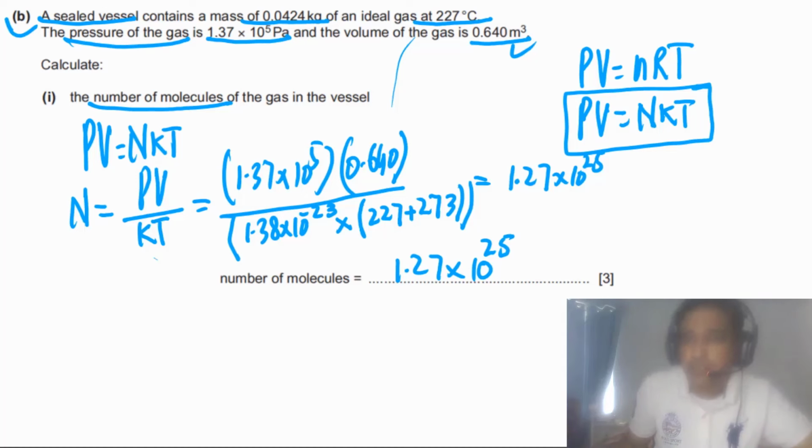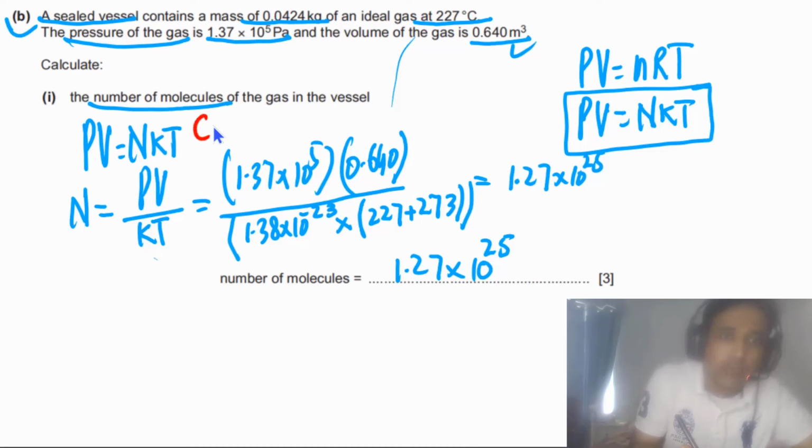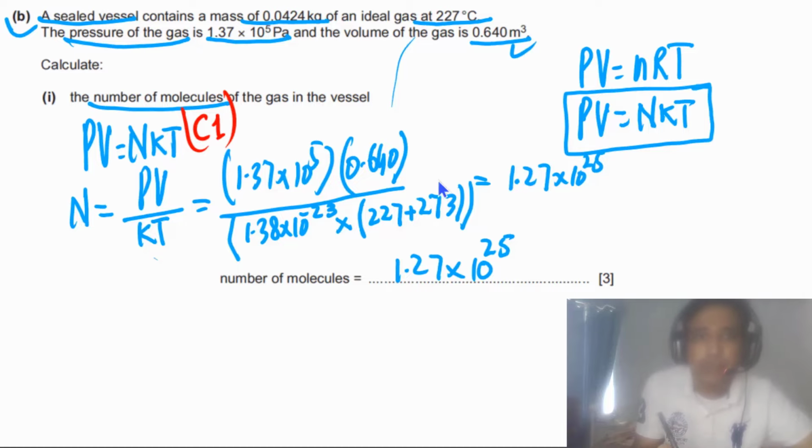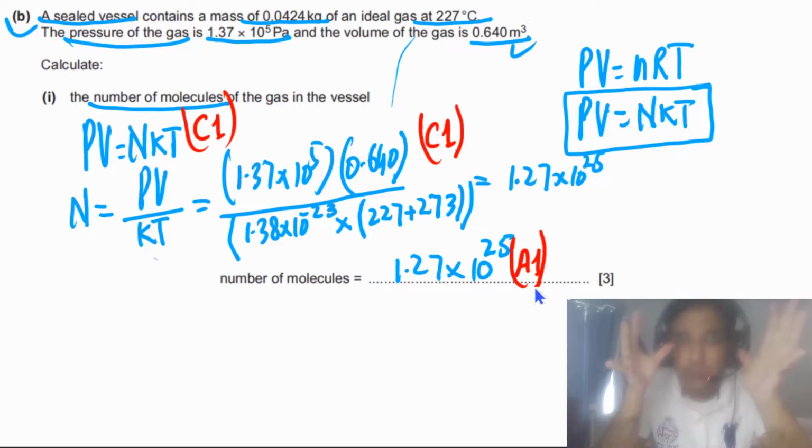The first mark you will get if you have written this equation. You will get 1 C mark. And the second mark you will get if you have plugged in these numbers. And the third mark you will get if you have got the right answer. So always start with writing the equation. Even if your calculations are wrong, still you will get 1 mark. 1 or 2 marks you will get depending on the question.